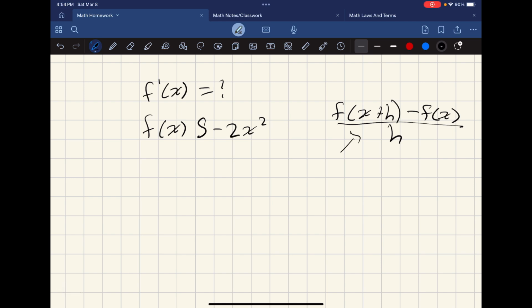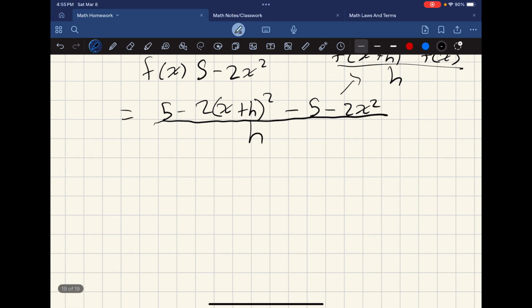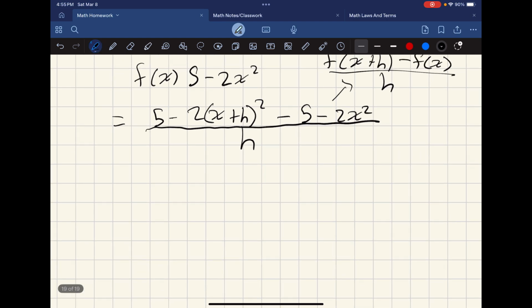So since this is f of x plus h, it's going to look like f of 5 minus 2(x plus h) squared minus (5 minus 2x squared). And then that'll all be over h. So all we got to do is now simplify the expression. Well, this is actually supposed to be a derivative, so it equals the limit as h goes to 0.